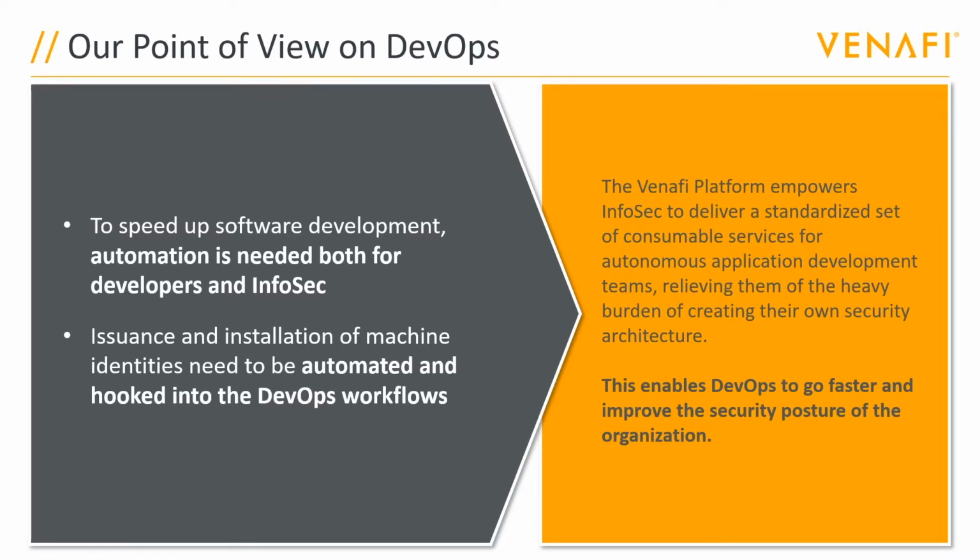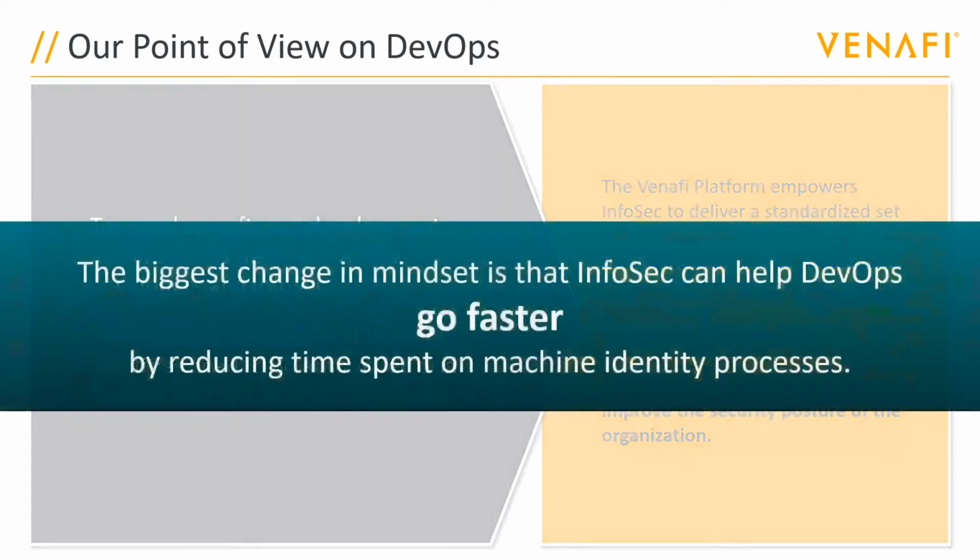What this does is enable the DevOps teams to go faster and improves the security posture of the organization as a whole. The biggest change in mindset is that InfoSec can actually help the DevOps teams go faster by reducing the time spent on the machine identity process.